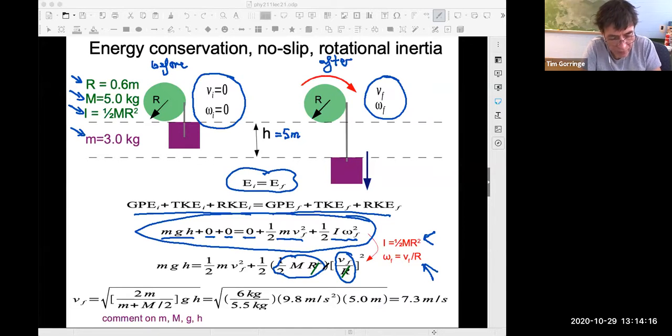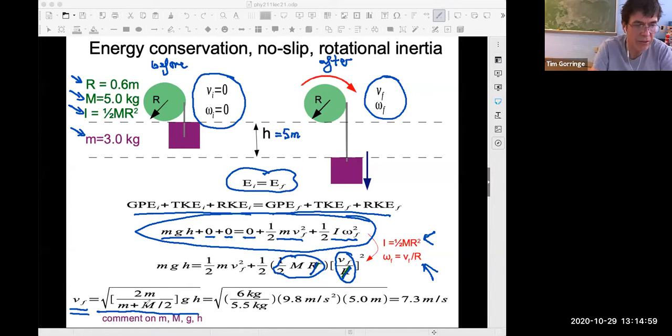The nice thing about doing that is that the radius in the numerator of the moment of inertia and the radius in the denominator of the expression for omega_f squared cancel each other out. So the r's cancel out, and you have an equation that contains the height, the elevation, which was 5 meters, and the masses of the two objects, the pulley and the bucket, which we know are 3 and 5 kilograms. And so we can rearrange it and solve for this final velocity. Here I've just rearranged the equation.